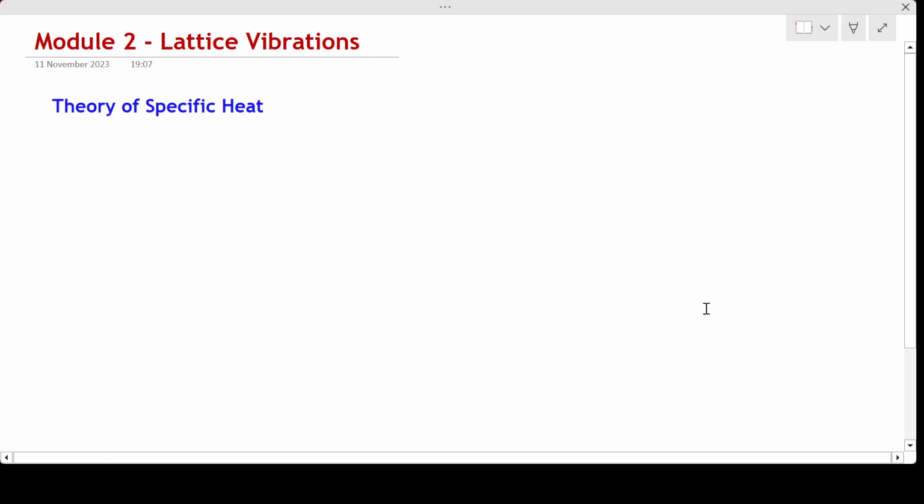Hi everyone. Today we will discuss the theory of specific heat. So we say that the lattice vibration is an important one to predict the thermal properties of a solid. Thermal properties like specific heat depend upon the vibration of lattices in normal modes.